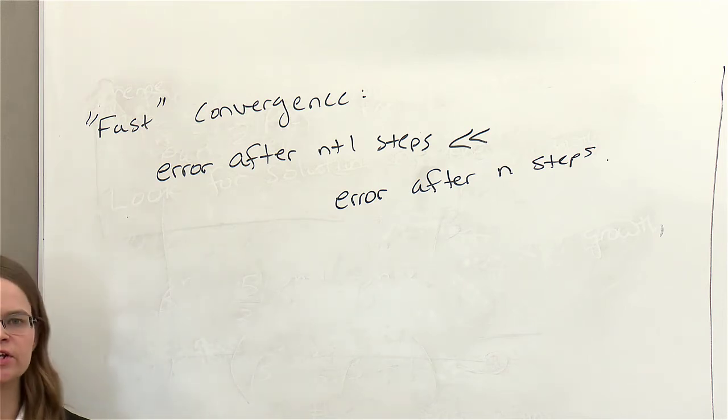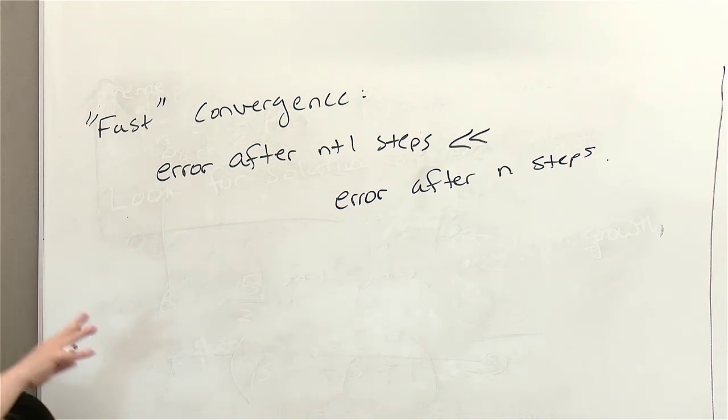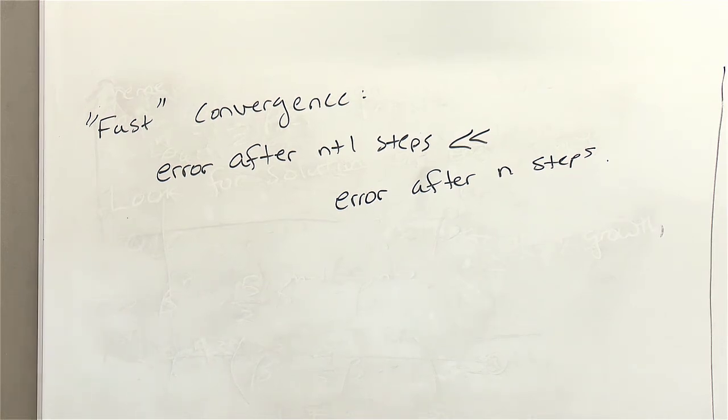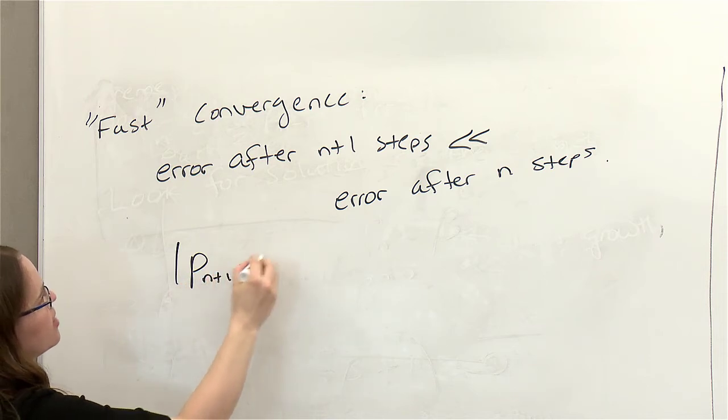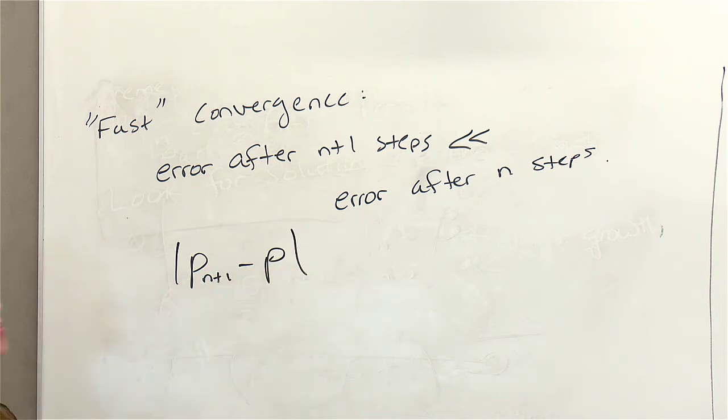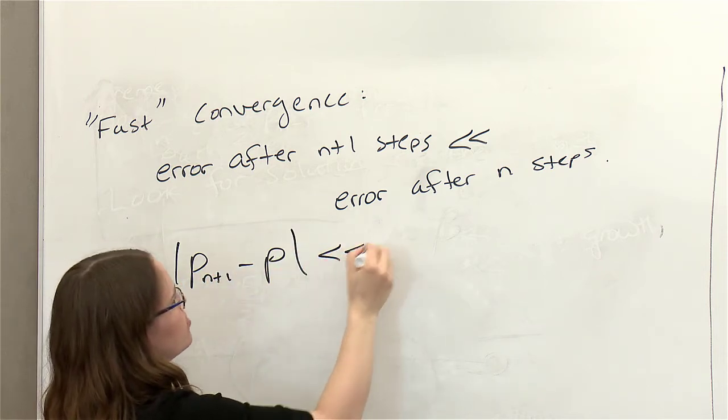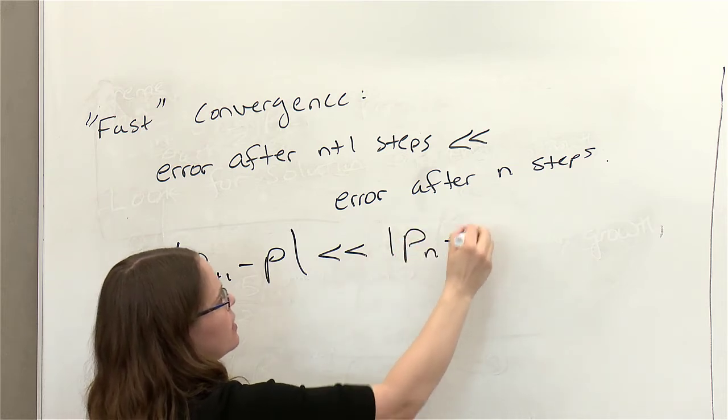Is that a reasonable definition of fast convergence? I mean, it's still a hand-waving definition, but that seems reasonable. Or in other words, I want P(n+1) minus p, this is my error after n plus 1 steps, to be much less than my error after n steps.